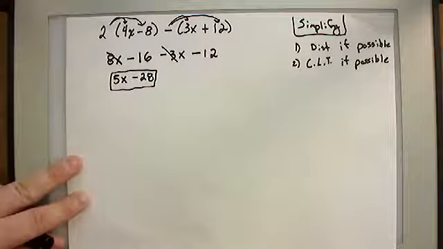Okay? Nothing crazy at all. So that's how you add and subtract these guys. You simply distribute if possible and then combine like terms if possible. It doesn't matter if they're binomials, trinomials, or monomials, or anything else.